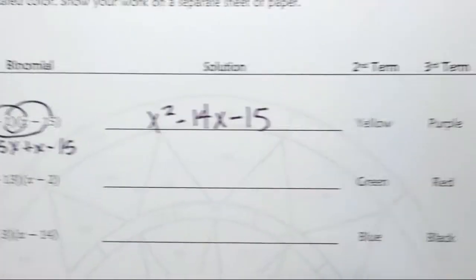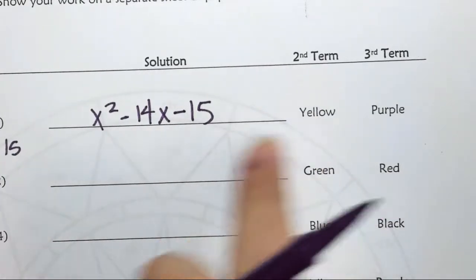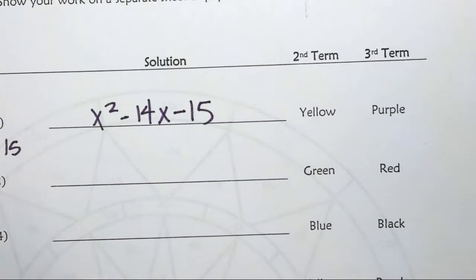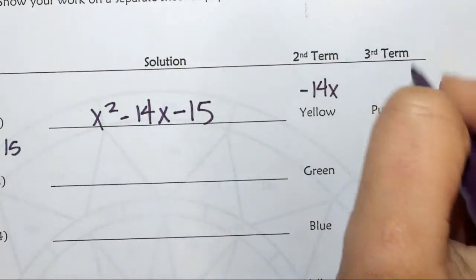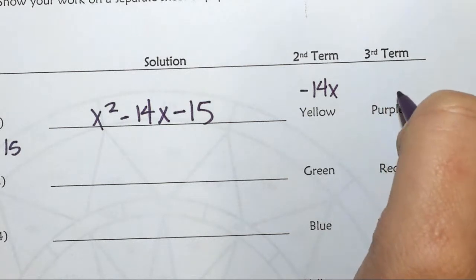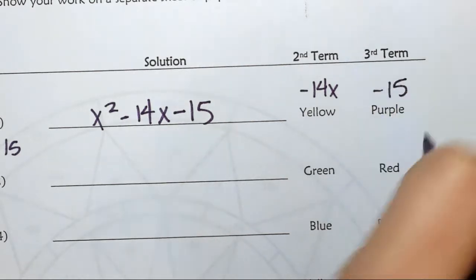Now, to color it, it says to color our second term yellow. What's our second term here? -14x. And what's our third term? -15.